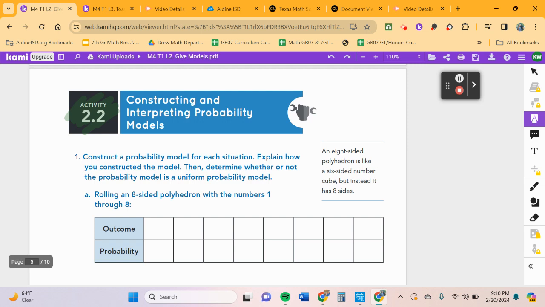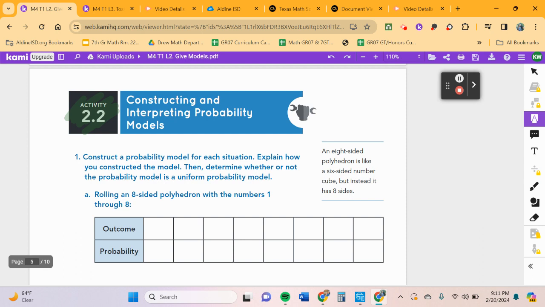Welcome back. We are still on lesson 2, giving the models a chance. This is activity 2.2, where we're going to be constructing and interpreting answering questions using a probability model. Let's get started. Number 1, it says construct a probability model for each situation. Explain how you constructed the model.